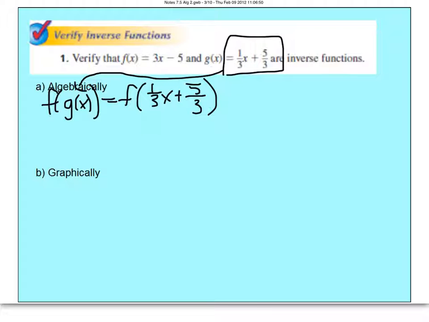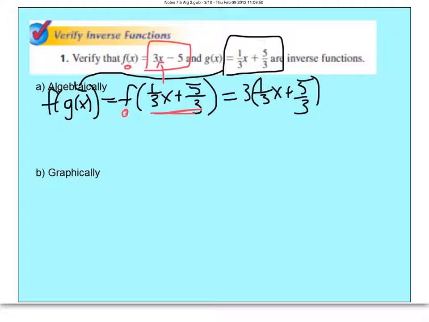Now at this step, it tells me to go to the f function, which is right here. Wherever I see x, put this in its place. So I'm going to replace that with the x. Just be careful here. 3 times, not x, but this right here, 1/3 x plus 5/3. And then don't forget the minus 5.